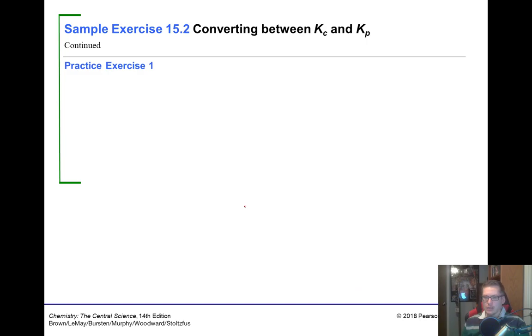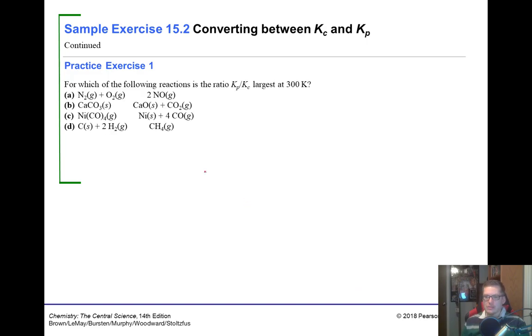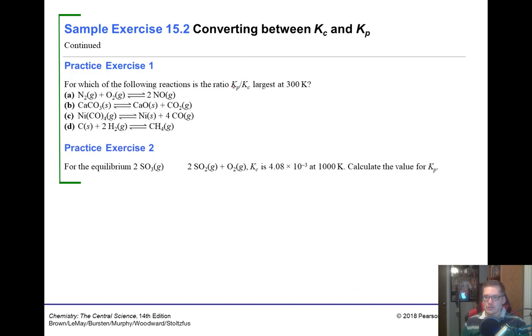So converting Kc to Kp: which of the following reactions has the ratio of Kp to Kc largest at 300 Kelvin? Now, if we're just talking about this ratio here, then we really only talk about that delta n value.